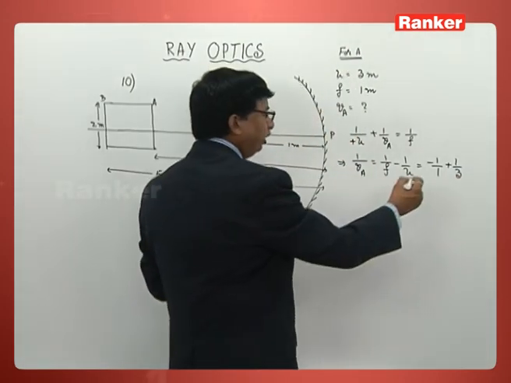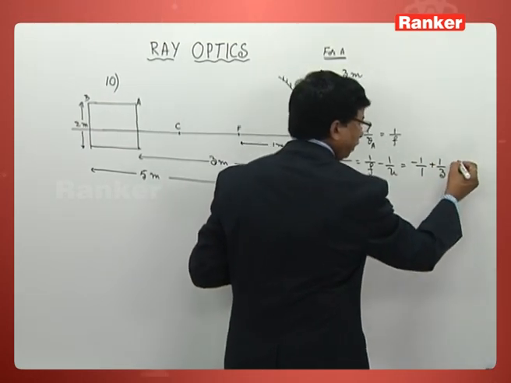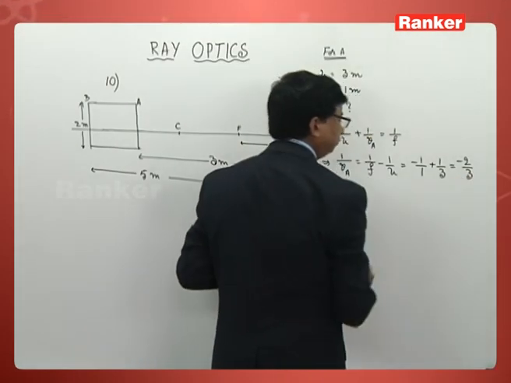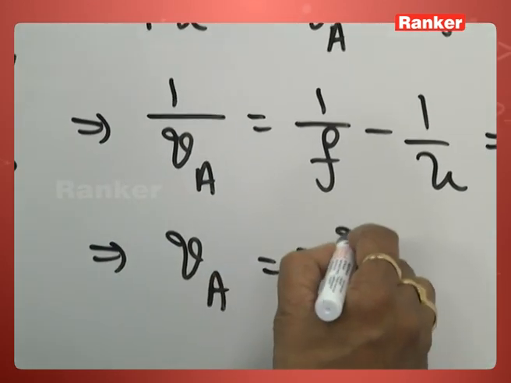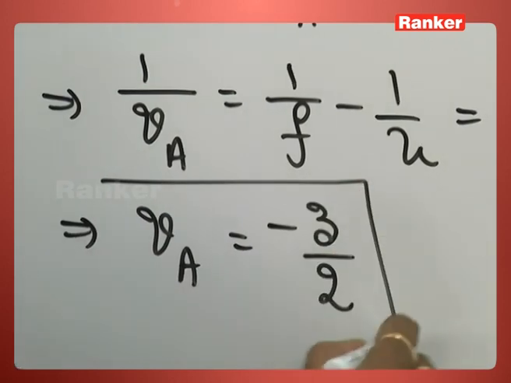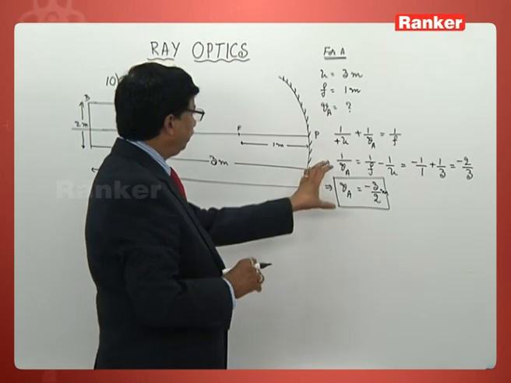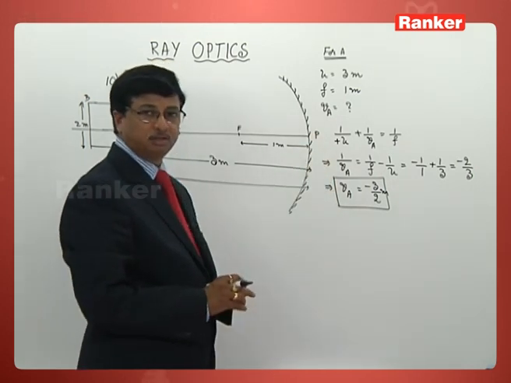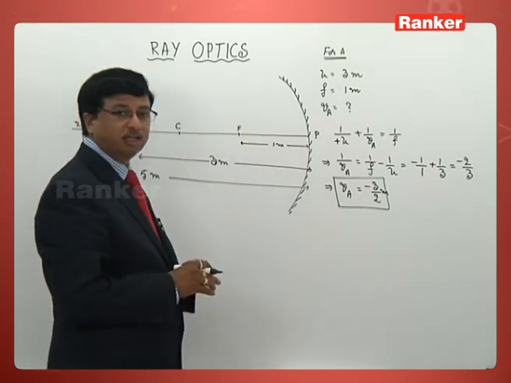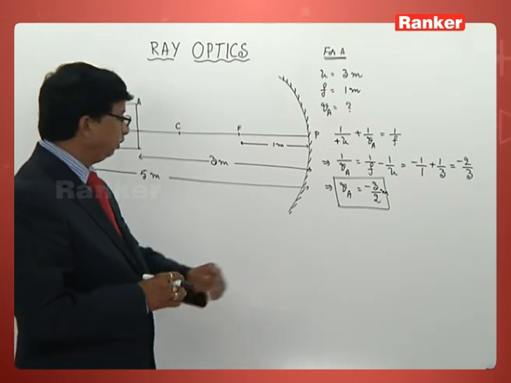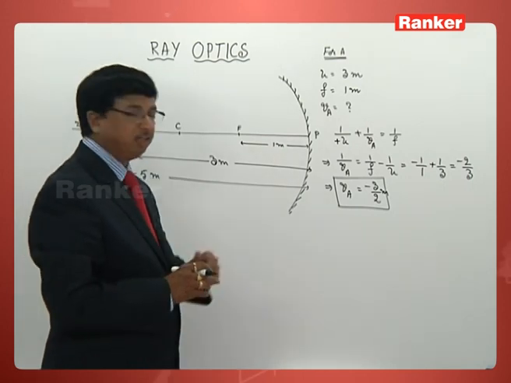So what is it you are going to get from this? It's minus 1 plus 1 by 3. Minus 3 plus 1, it's minus 2 by 3. So what will now be the value of VA? It's minus 3 by 2 meter. So that is the first distance, to the image of the part A formed by the concave mirror. Probably you might have followed this point. Minus 3 by 2 meter we are getting there.